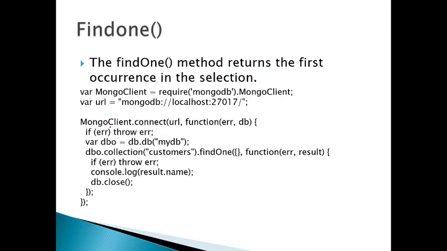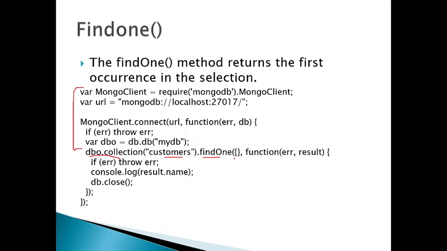Now to search from the database, we have seen insert one and insert many, to insert multiple documents at a time or one document at a time. Now we will see how to find one document from the database. You can see the same connectivity code here. It will remain the same. Then we say dbo.collection, specify the collection, and pass findOne. FindOne will find the first occurrence of any selection.